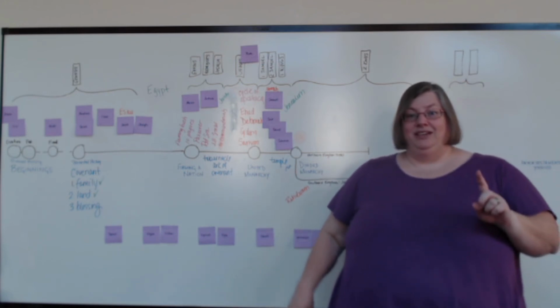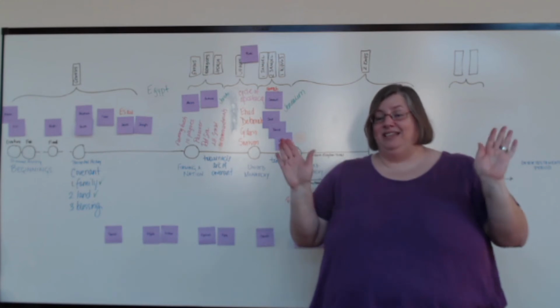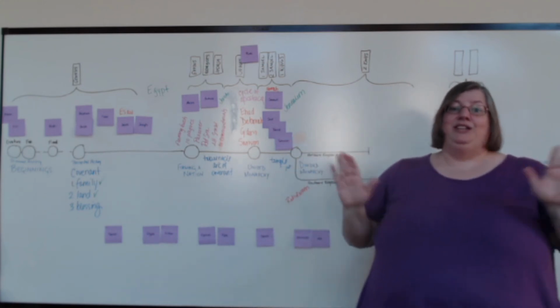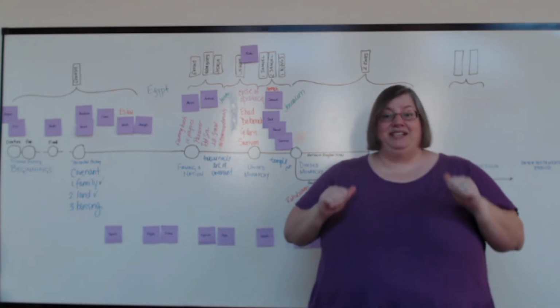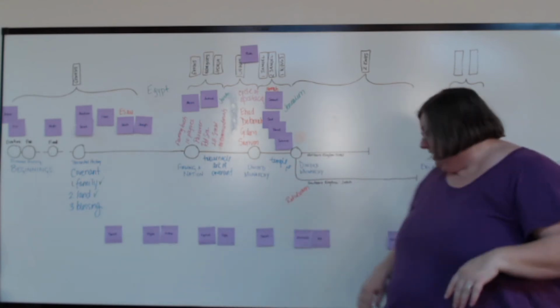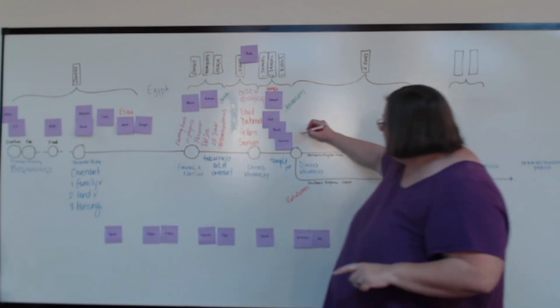As a result, the 10 tribes in the northern part of the country say, that's it, we are done with you. You can be king of whatever you want, but it's not going to be of us. And so they secede from the nation. Now, amazingly enough, they keep the name of the kingdom of Israel, and they're what we call the northern kingdom of Israel. Their first king is a man by the name of Jeroboam.